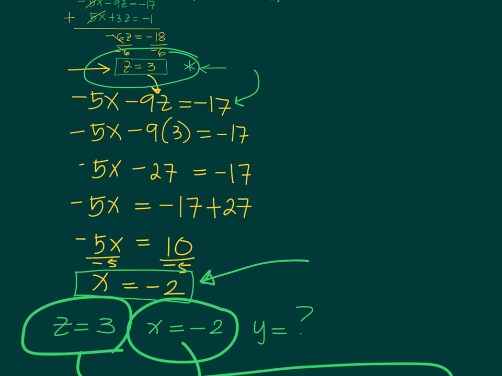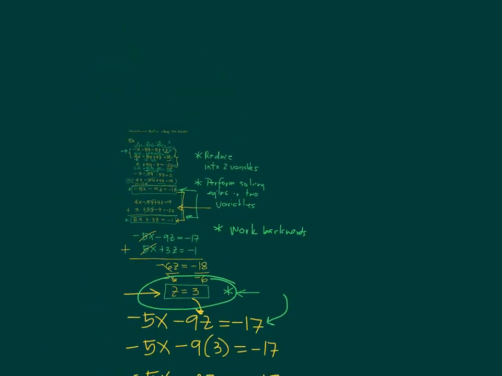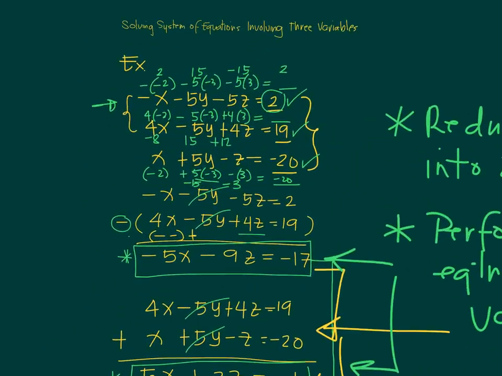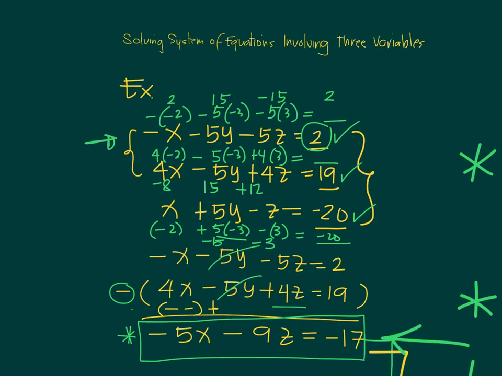And once you have the two variables, again work backwards by going back to the given problem and select whether it is the first, the second, or the third equation to use when substituting the x and the z to eventually find the y. And from there, you can have the optional check by substituting the values of x, y, and z to know if your answers are correct.